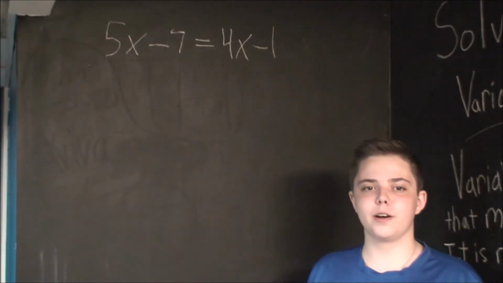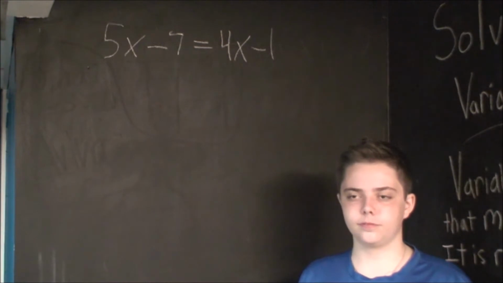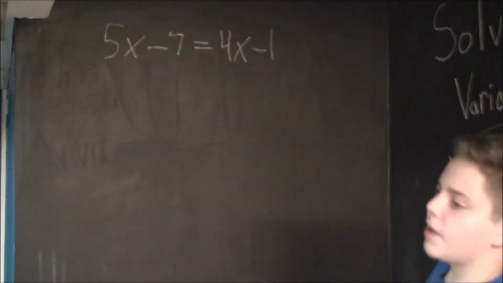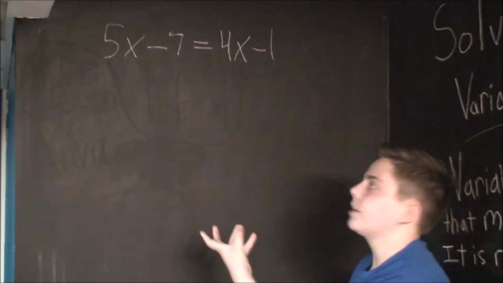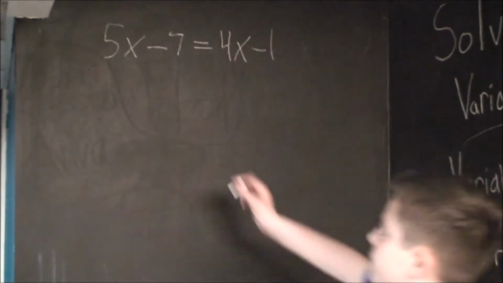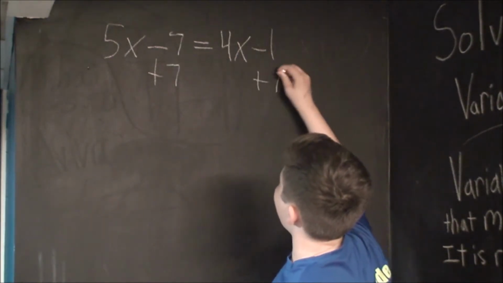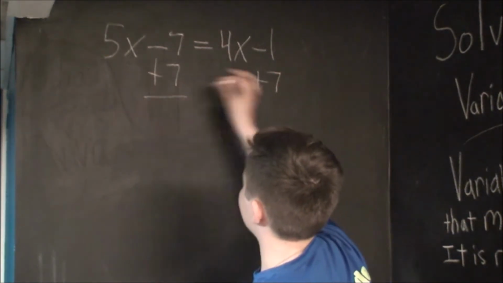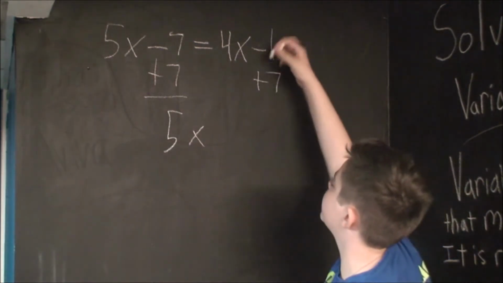Please take a moment to pause the video so you can solve this problem for yourself. In this problem, as Tafsir said, we need to get all the numbers to one side and all the variables to the other side. So to do that, we would add 7 on both sides. We would end up with 0 here. And then that would be positive 6 right here.